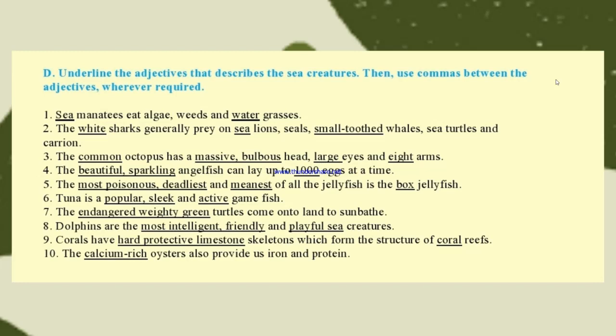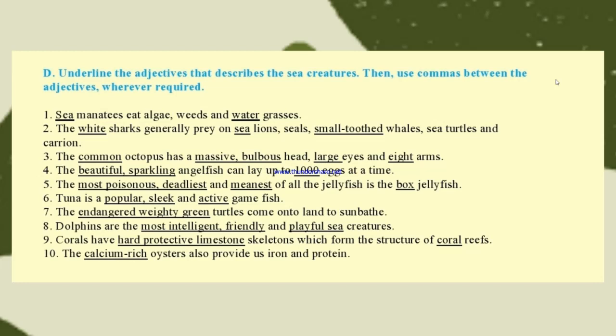So let us see it once again. Sea manatees eat algae, weeds and water grasses. So you see, algae, weeds and water grasses all come from the same group. That's why you see they are separated by commas, and before the last item, and is added. So this is what we have learned in rule number 2.